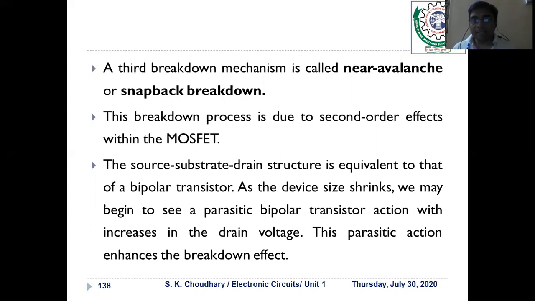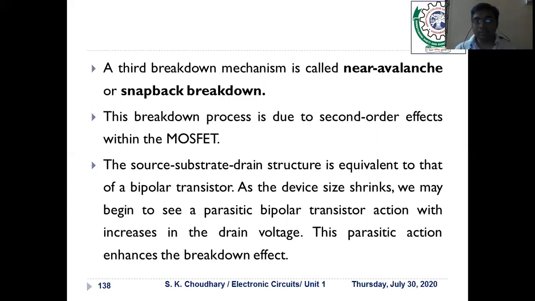As the device size shrinks, meaning the size becomes smaller and smaller, we begin to see a parasitic bipolar transistor action with the increase in the drain voltage. This parasitic action enhances the breakdown effect. What does this parasitic action mean? As you increase the drain voltage, some parasitic capacitance develops between the PN junctions.